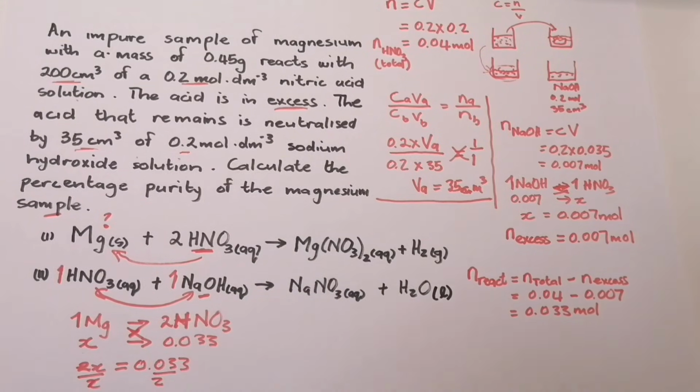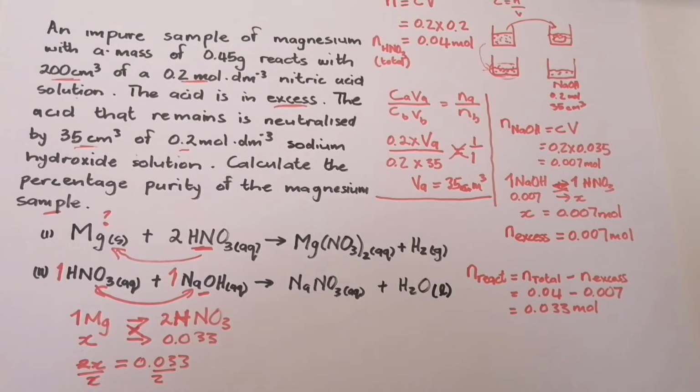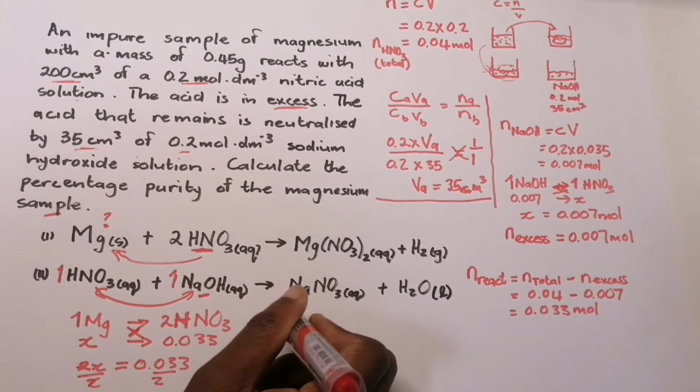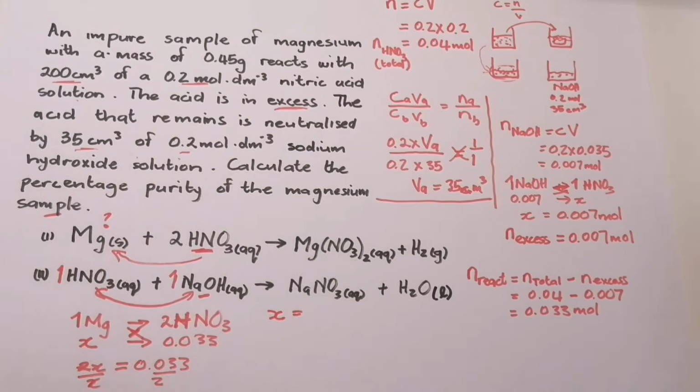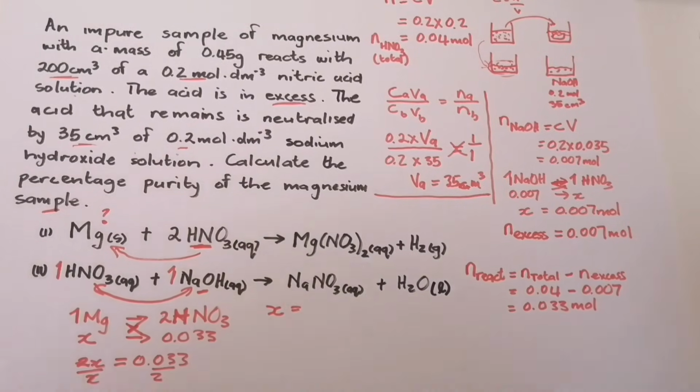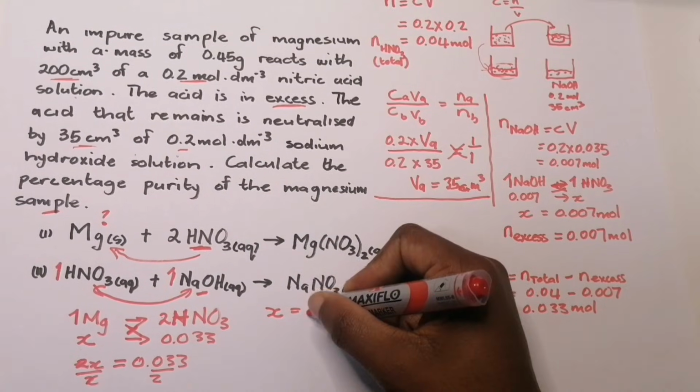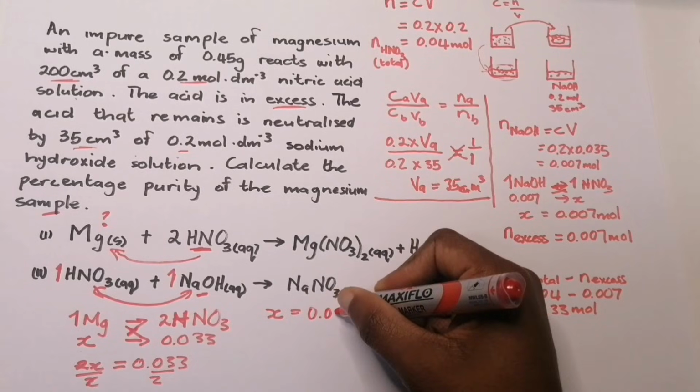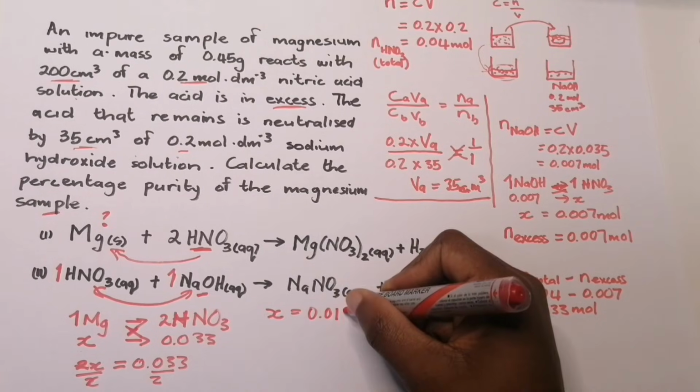And in this case, what do we get? I'm just going to write it onto this side. So it means that my x value, that's 0.033, you divide that by 2 and you get 0.0165 moles.